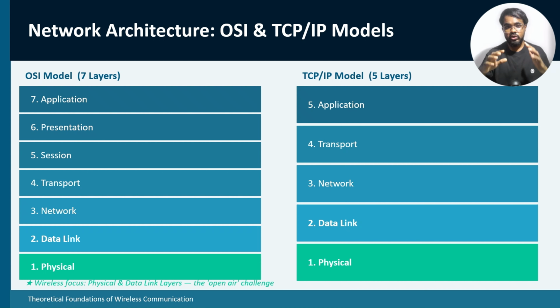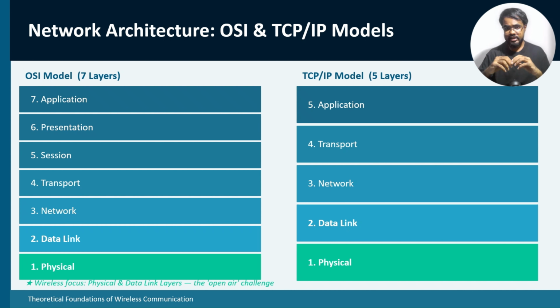However, the dominant communication architecture we actually use on the internet is the TCP/IP model. It is a hierarchical 5-layer protocol suite consisting of the physical, data link, network, transport, and application layers. For wireless communication, our primary focus is on the bottom 2 layers.